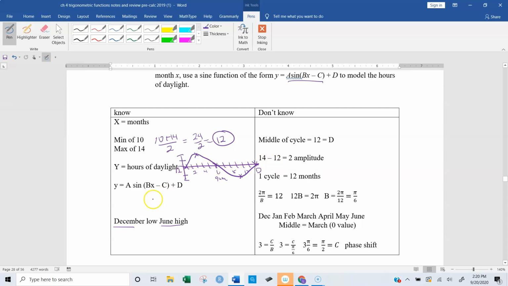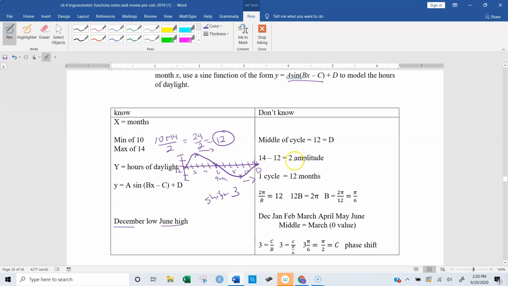Well, if that's true, both my December and my June are my zeros. They are not my lows and my highs. I need December to be low, so I need to shift this direction 3, and June to be high, which means I need to shift this way, 3. So we're good. I need a shift of 3 is what that means.